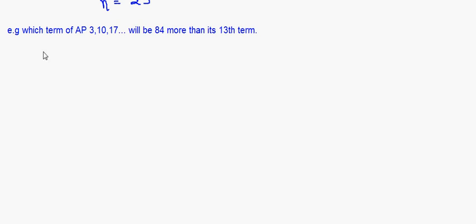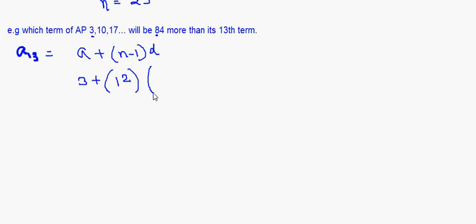It wants us to find the n, or the number of terms at which it is 84 more than its 13th term. So to know that, we have to first find out the 13th term of this AP. We find out A13. We again apply the formula a plus n minus 1 d to find it out. A being your first term, that is 3, plus n is given to be 13, minus 1, it's 12, and d can be calculated as 10 minus 3, that is 7.